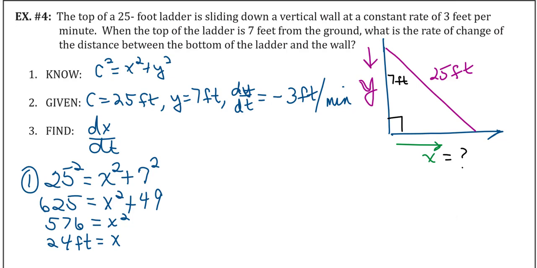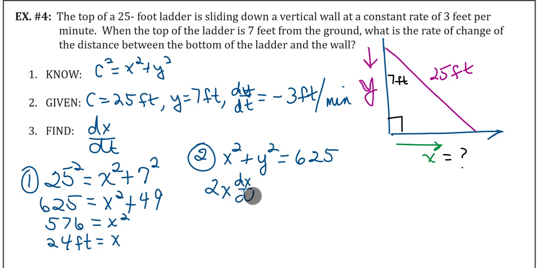Now my step 2 is going to be to differentiate my Pythagorean theorem. And I can put in the 625 because that's a constant. The length of the ladder is not changing. It's not a folding ladder or anything. And now I can differentiate this with respect to time. So I have 2x dx/dt plus 2y dy/dt is going to equal 0.